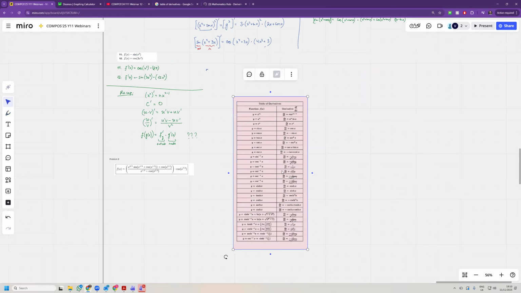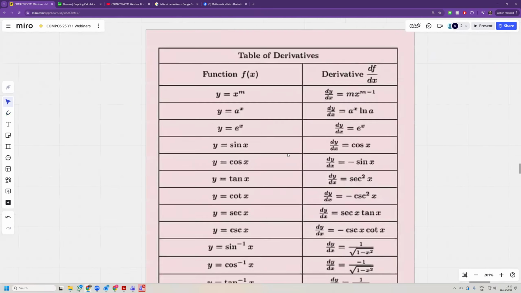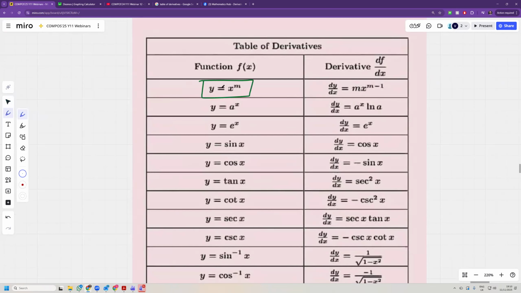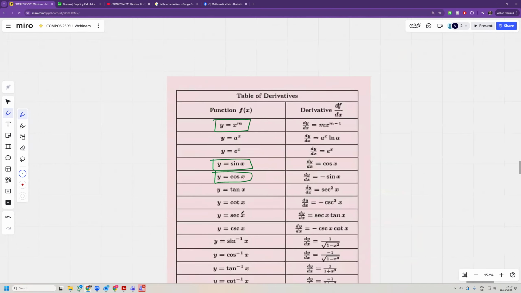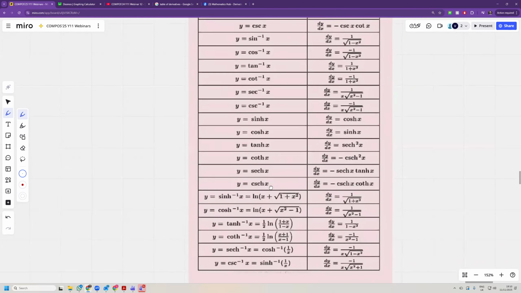These are the functions that you will encounter in your life. So you already know the first few. So you know this one, you know this one, and you know this one. The other ones, you just learn them. You can derive them, of course, but you learn them.